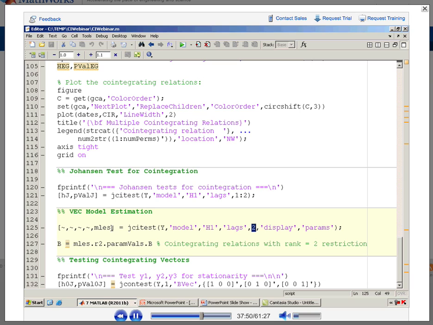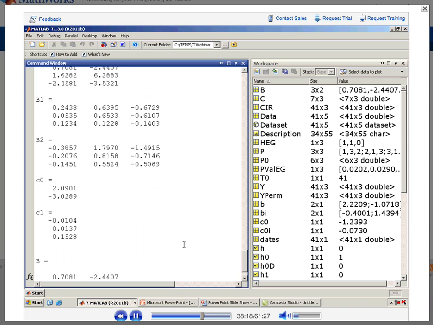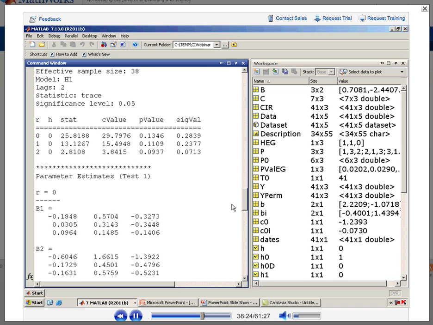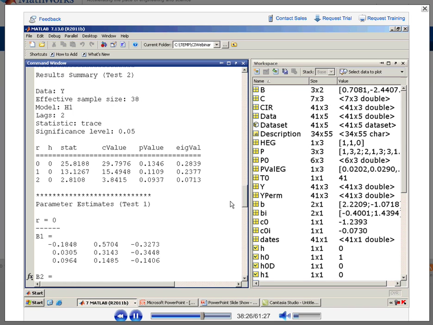And what you're going to get is this MLEs structure out. If you want to get things like the B matrix that includes the co-integrating relations, you just index into it using a syntax like this. This is all documented in terms of the field names in this structure, but just MLEs.r2 for rank 2 if you want to get the matrix for the rank 2 case, paramvals.B. So I'll run this, go back to MATLAB, and here's the test again that we ran.